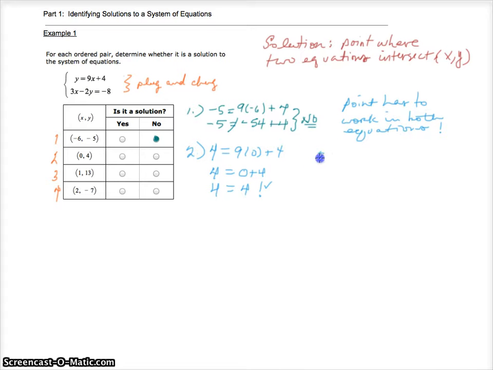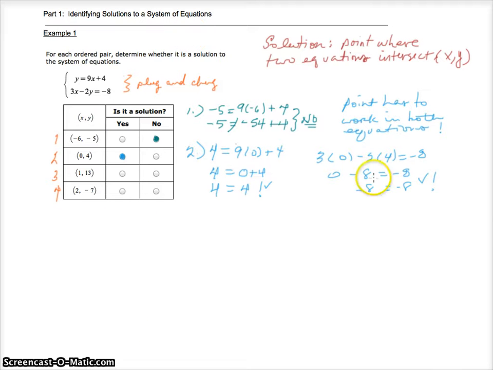3x, so 3 times 0 minus 2 times 4 equals -8. 3 times 0 is 0, minus 8 equals -8. 0 minus 8 is -8, equals -8. So both equations work. So it is a solution. So if I graphed this, my lines would cross at 0, 4.